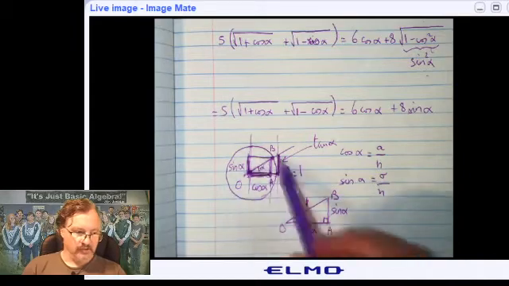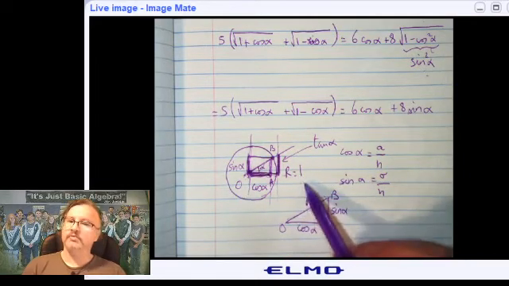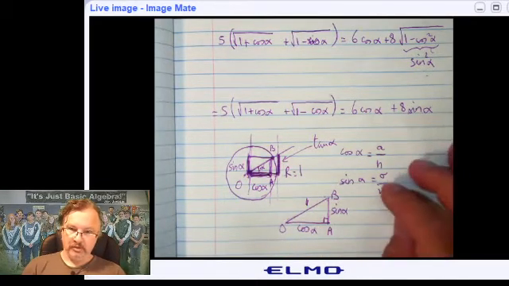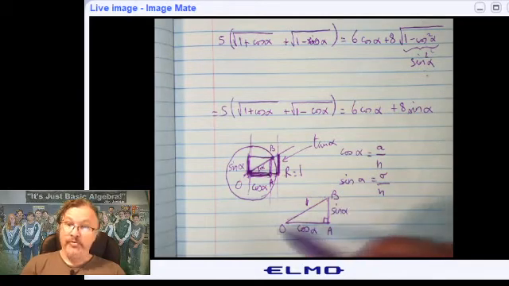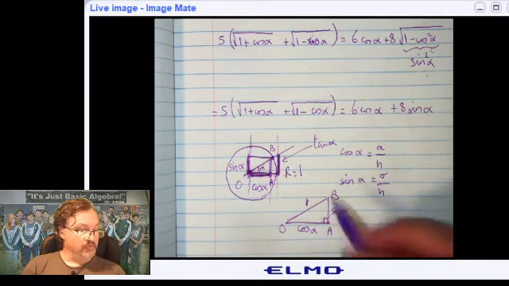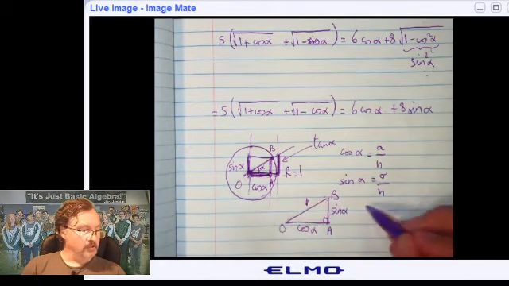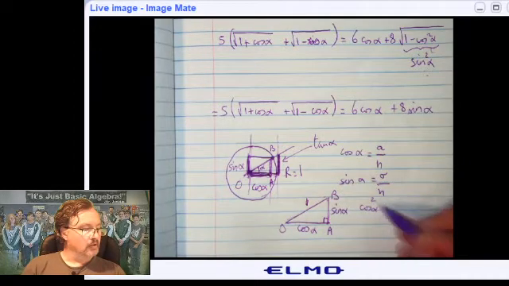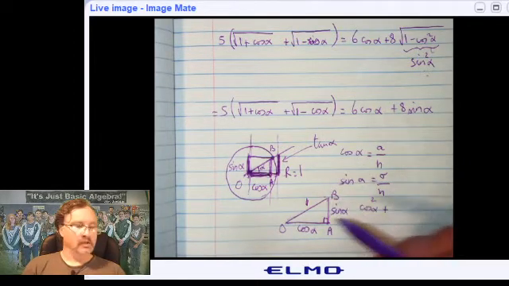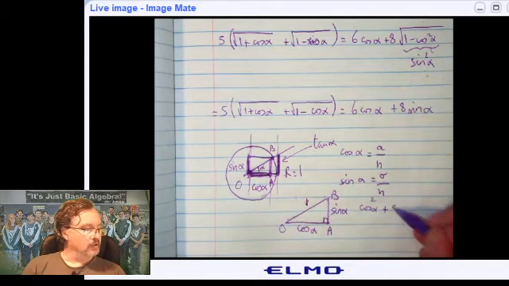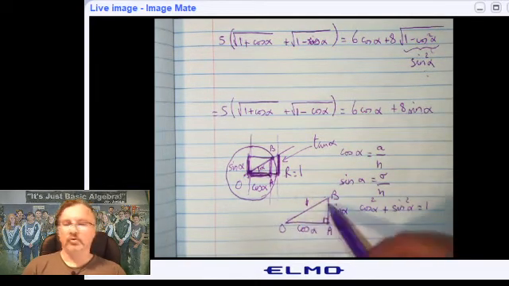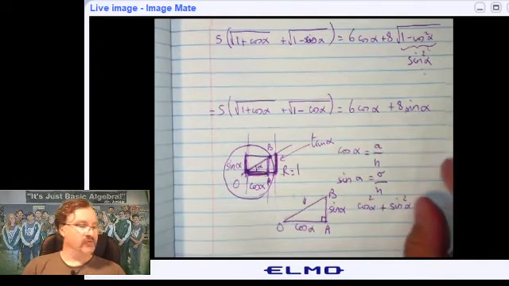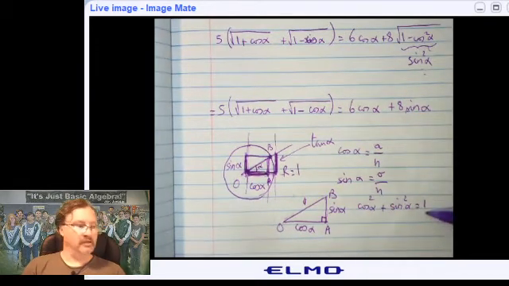It's part of the circle, so the hypotenuse is the radius, it's 1. We good? Now, we can apply the Pythagorean theorem to this, which gives us cosine alpha squared plus sine alpha squared equals 1. 1 squared is equal to 1. So that gives us one of the Pythagorean identities.